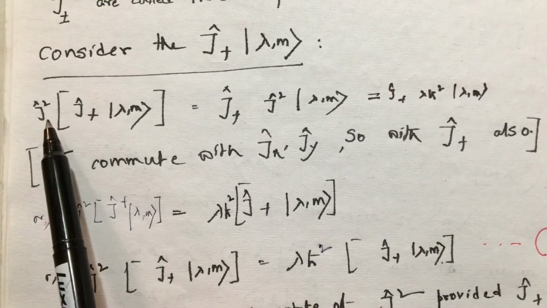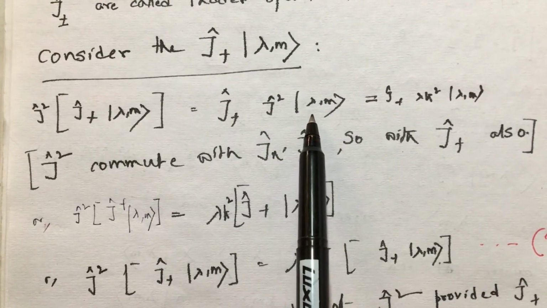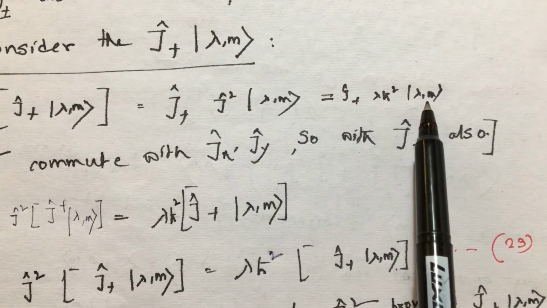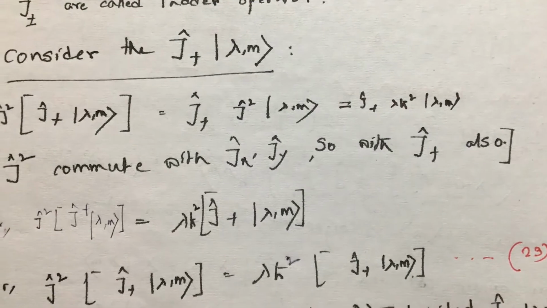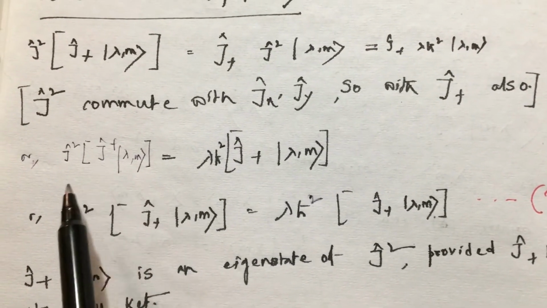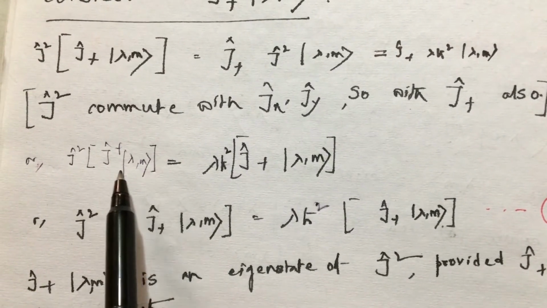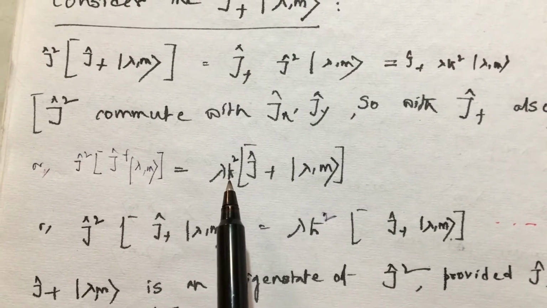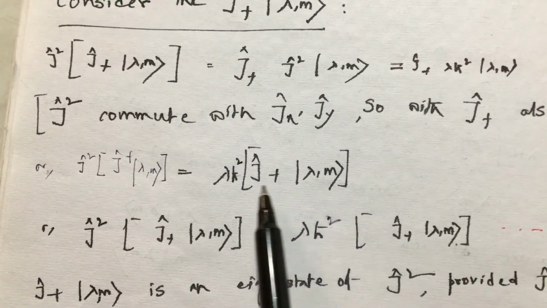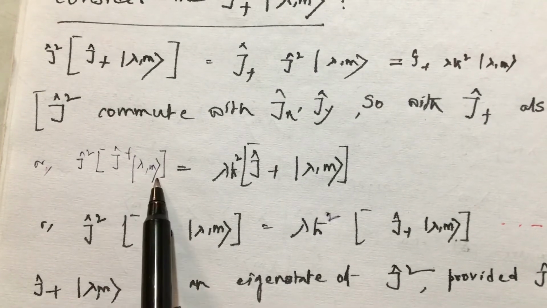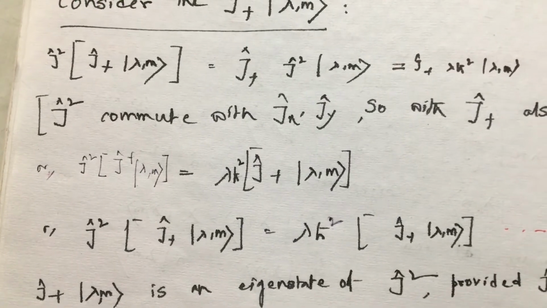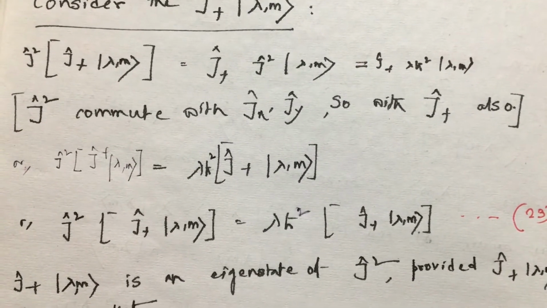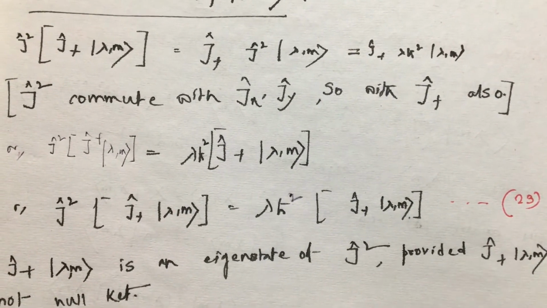So from the commutation relation of J squared and J plus, I am obtaining this. J squared operating on this state will give me lambda h cross squared, and the eigenstate is lambda m, because this is the normal eigenvalue equation for J squared. Now this tells me that J squared operating on the eigenstate J plus lambda m gives me the eigenvalue lambda h cross squared, and the eigenstate is J plus lambda m. Operating on this eigenstate, I am getting the usual eigenvalue of the J squared operator. So this is my equation 23, which holds if J plus lambda m is not a null ket, not a zero vector.